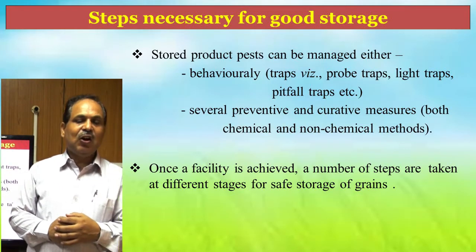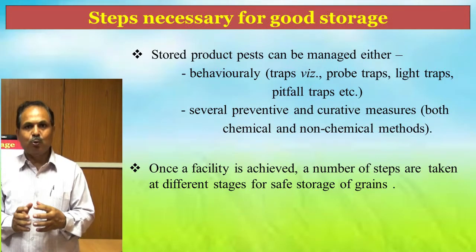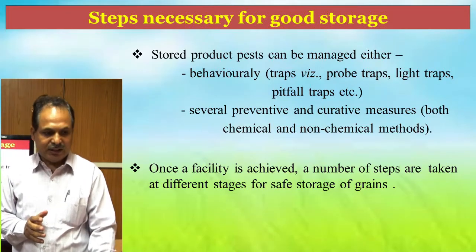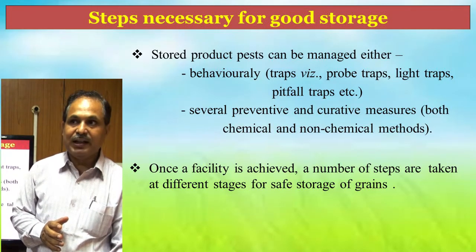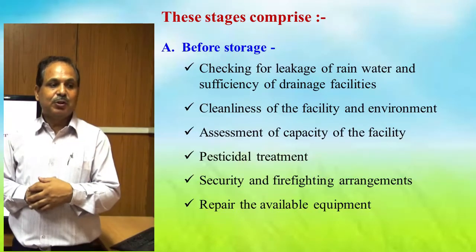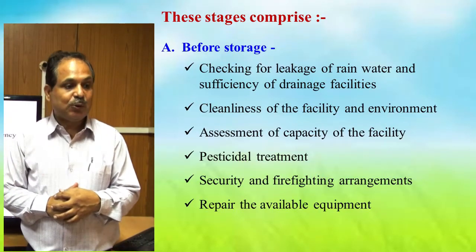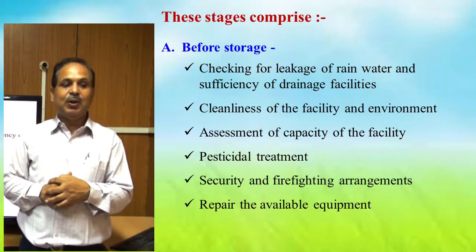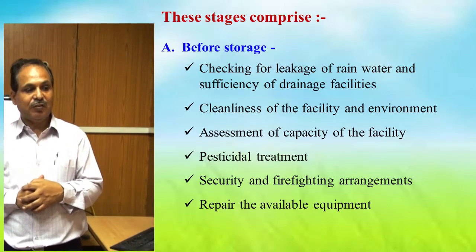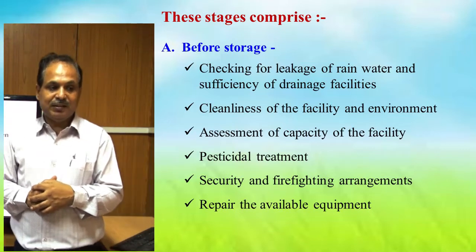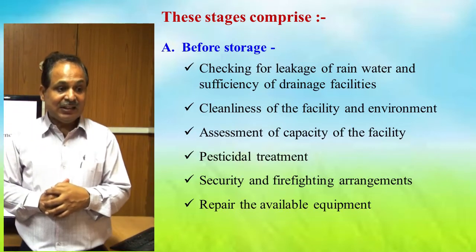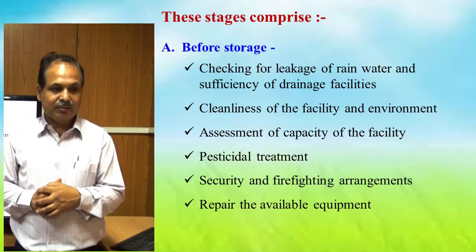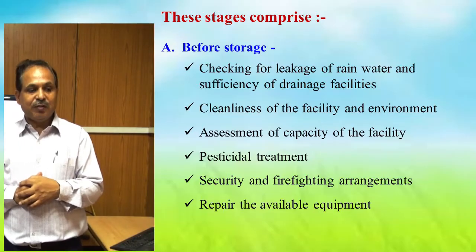Once a facility of godown or warehouse is developed, there are different stages of safe storage of grains. This comprises the before storage stage. Before storage, the checking of leakage of rainwater and sufficiency of drainage facility must be taken care of, and the cleanliness of the facility and environment must be ensured. Assessment of capacity of the facility.